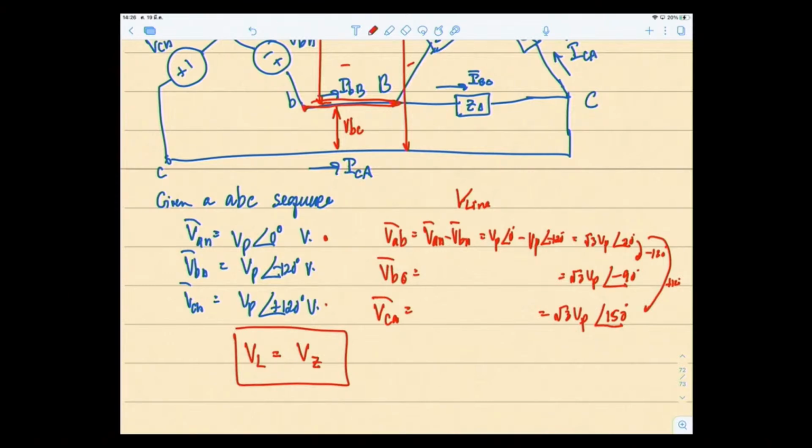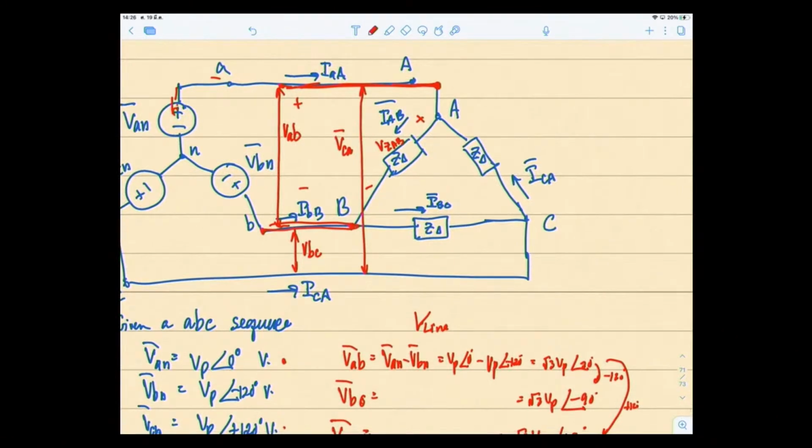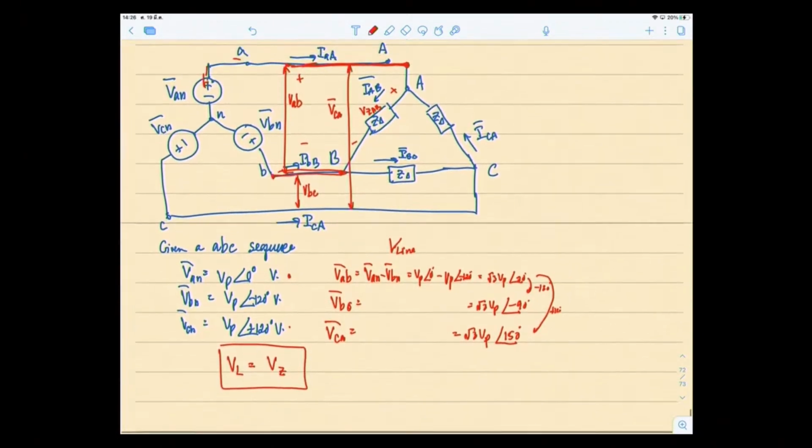Okay, so the current on each line, IAB is like this. So IAB, let me reduce a little bit so you can see what I write. The current in each phase at the load side, IAB, would be VAB over Z delta. And VAB is, of course, root 3 VP 30 degrees over Z delta. And just use your calculator.